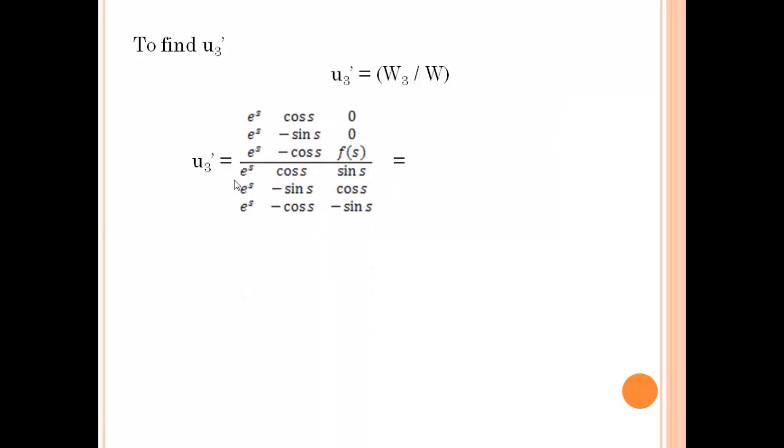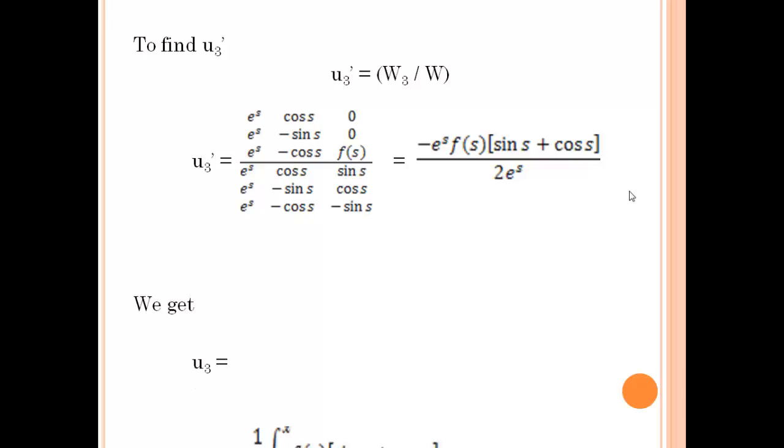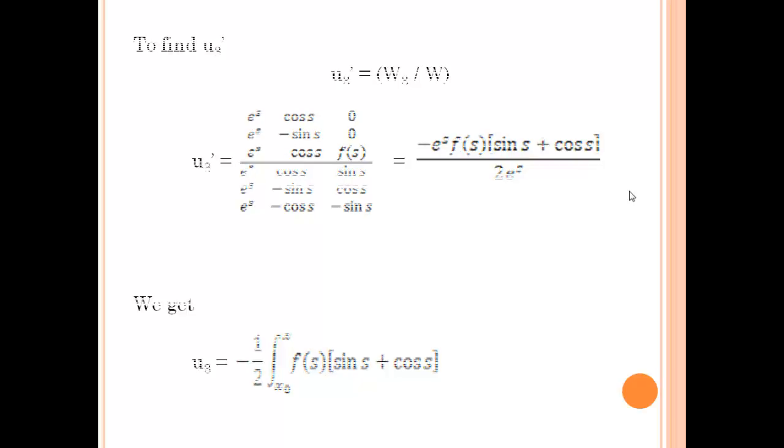In finding u3 prime, by same method, by Wronskian method, the equation would be like this, and u3 prime would be negative e to the s times f of s times the quantity of sine s plus cosine s all over 2e to the s. Integrating both sides would give us u3 is equal to negative 1/2 times the integral of f of s times the quantity of sine s plus cosine s.